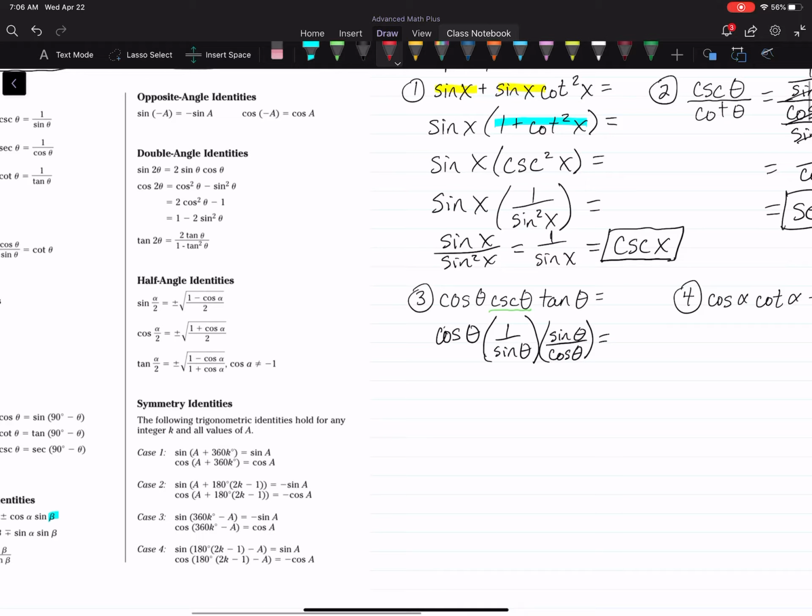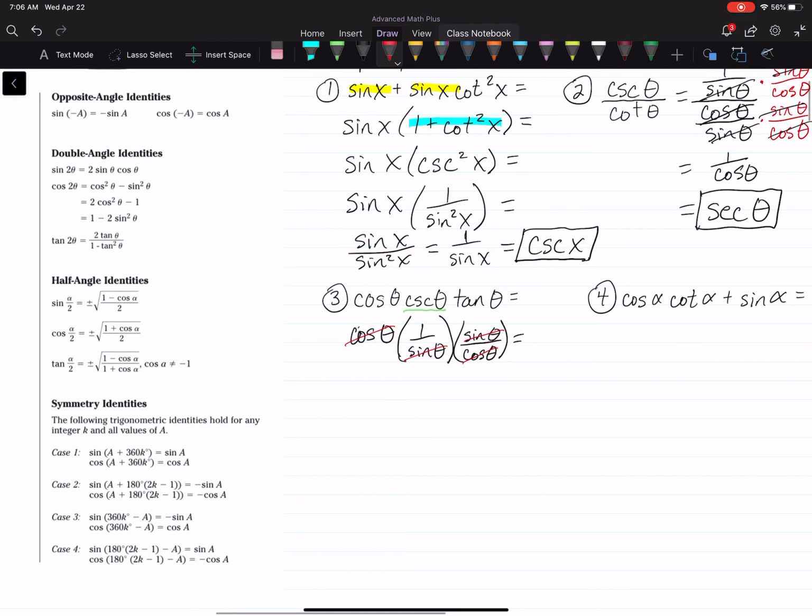These sines, see how one's on top and one's on bottom? So they cancel. This cosines, one's on top and one's on bottom. So since you're multiplying, they also cancel. And you're just left with 1. And that problem is done.